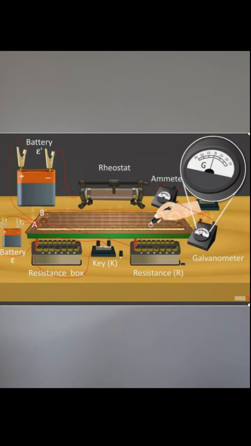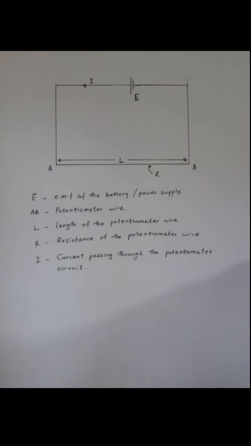Hi, in this video we are going to look at the potentiometer. A potentiometer is an instrument that we can use to measure the potential difference in an electric circuit. Okay, so let's take a look at a potentiometer. Here's the circuit diagram of a potentiometer, and I'm going to use this circuit to explain.